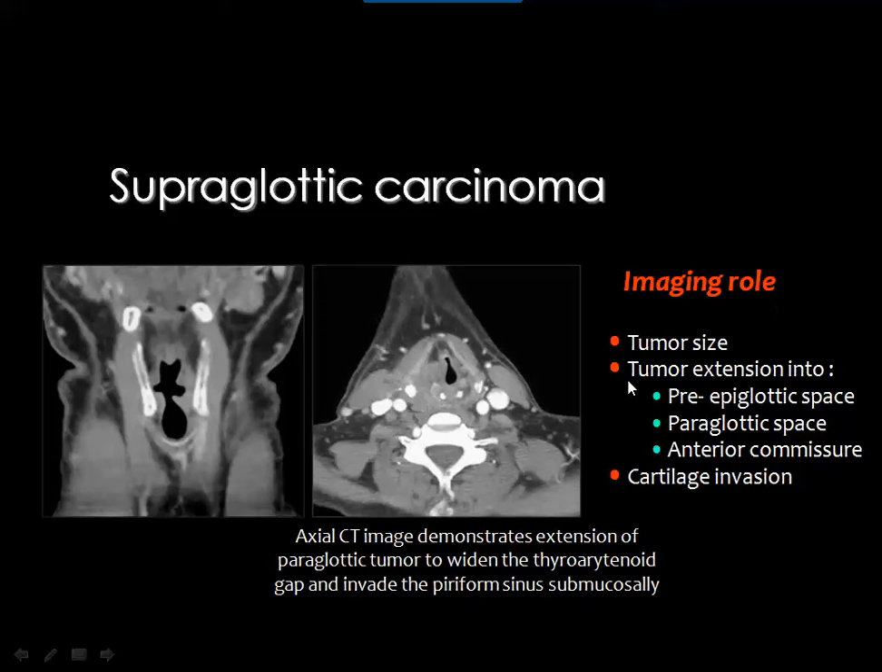Then you should look for the tumor extension into the pre-epiglottic space, which is the space anterior to the epiglottis, the paraglottic space, which is the space filled with fat on either side of the larynx, then the anterior commissure, which is the junction between the two true vocal cords anteriorly, and also to assess the invasion of the cartilage. As I have mentioned, one of the best views by CT and by MRI is the coronal images to show the region of the true vocal cord, the laryngeal ventricle, and the false vocal cord.